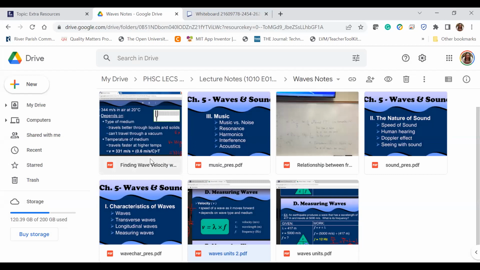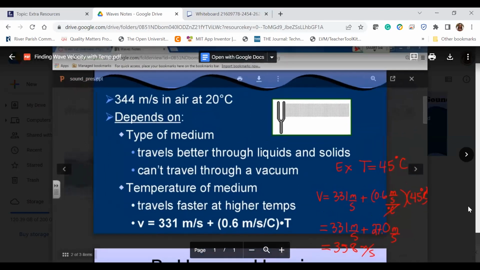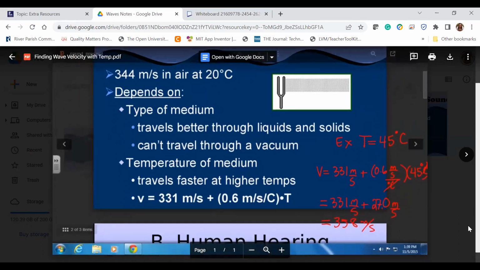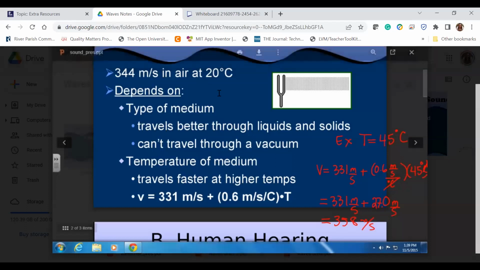The other thing that's really important for us to understand is how to determine the speed of sound, because sound is an example of a wave. Sound is a longitudinal wave. For any sound wave, it will travel 344 meters per second in air that's at 20 degrees Celsius. So if you go outside and it's 20 degrees Celsius, that's how fast sound is going to travel. Sound has to have a medium, and how fast it moves will depend on what type of medium.